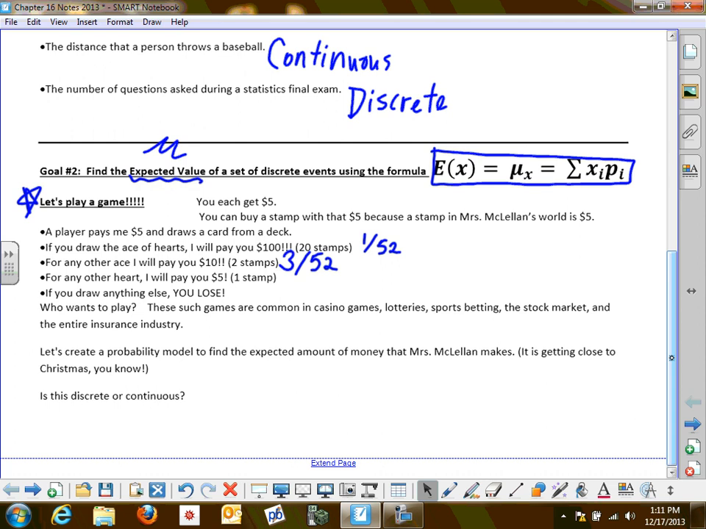Okay. All right. Now, for any other heart than the one big bonus heart, that was the ace, how many other hearts is that? That's 12 out of 52. So, for any other heart, you pay me $5, you pick a card, you get any other heart, I'm going to give you your $5 back. So in essence, you did what? You broke even. Now, if you draw any other card, you're done. What's the probability of drawing another card? How many other cards is there?